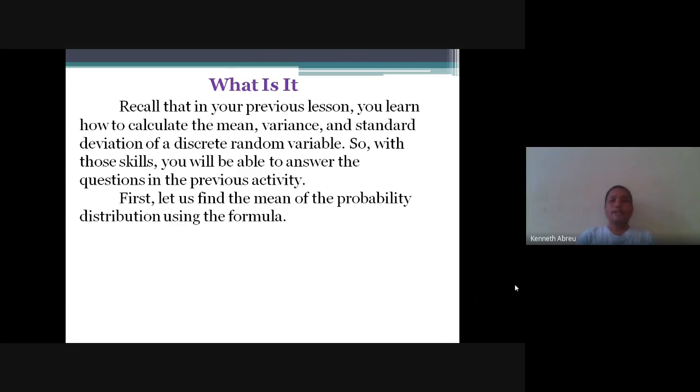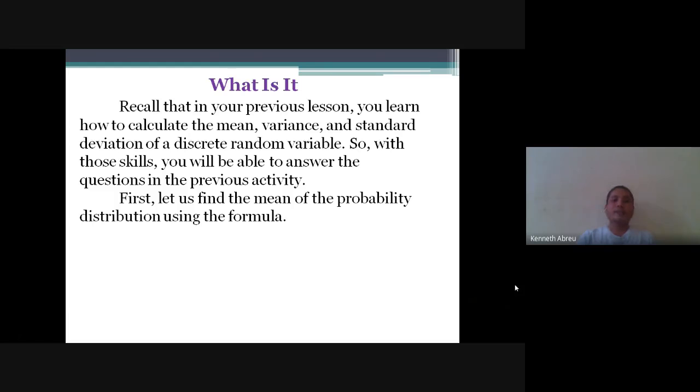So this is the discussion proper on how we interpret the mean, variance, and standard deviation of a discrete random variable. Based on the previous lessons, you learned how to calculate the mean, the variance, and the standard deviation of a discrete random variable. With those skills, you will be able to answer the questions in the previous activity.